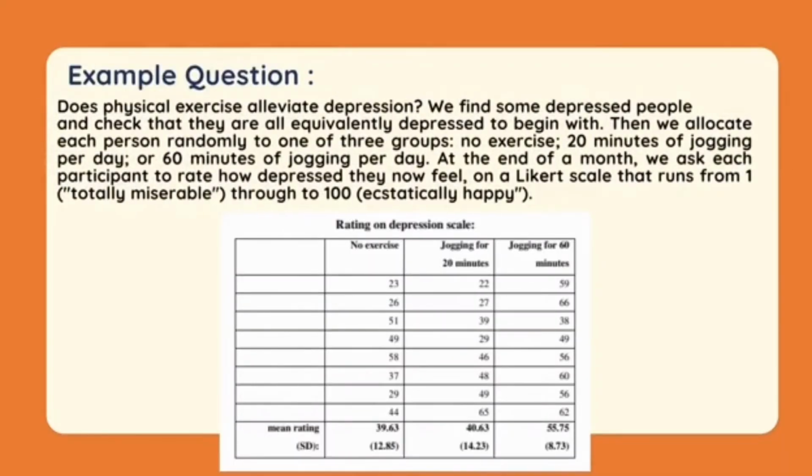Example question. Does physical exercise alleviate depression? We find some depressed people and check that they are all equivalently depressed to begin with. Then we allocate each person randomly to one of three groups: no exercise, 20 minutes of jogging per day, or 60 minutes of jogging per day. At the end of a month, we ask each participant to rate how depressed they now feel, on a Likert scale that runs from 1, totally miserable, through to 100, ecstatically happy.